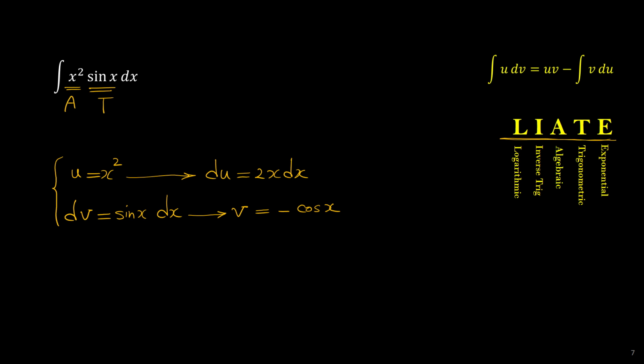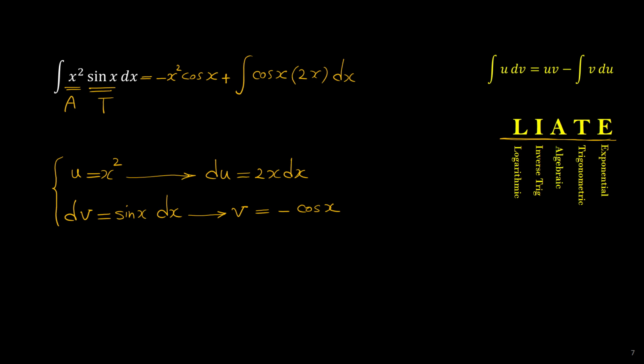Now if we use the integration by parts formula, this integral is equal to u times v, x squared times negative cosine of x, which we can write as negative x squared cosine of x minus integral of v, which is negative cosine of x, and we can cancel this negative in front of cosine of x with the negative outside of the integral and make this positive. Cosine of x times du, and du is 2x dx.